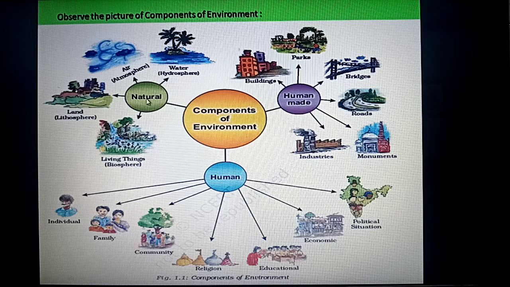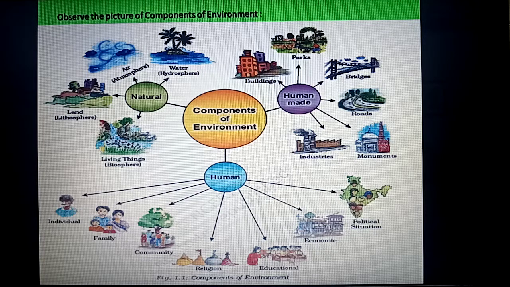So these all 4 are the parts of the natural environment. One component of the environment. Now, another component of the environment is human-made environment. Let's talk about human-made environment now. The things which are made by humans, like buildings, parks, bridges, roads, monuments, etc., are called human-made environment. These are written here.